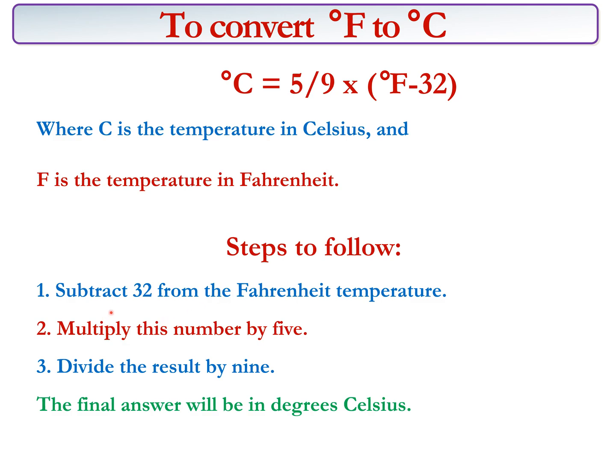First, you subtract 32 from the Fahrenheit temperature that you are given. That's the first thing you need to do. Then the second thing you do is multiply the result by 5. The third step is to divide the result by 9. So whatever answer you get, you multiply it by 5 and then divide by 9. Then the final answer will be in degrees Celsius.